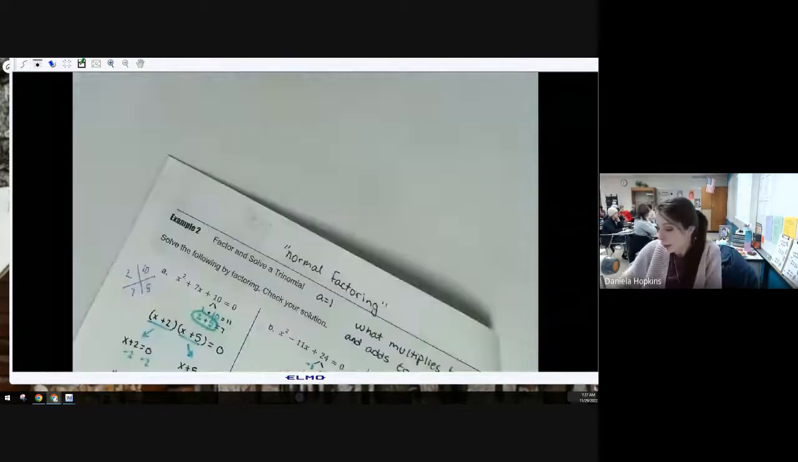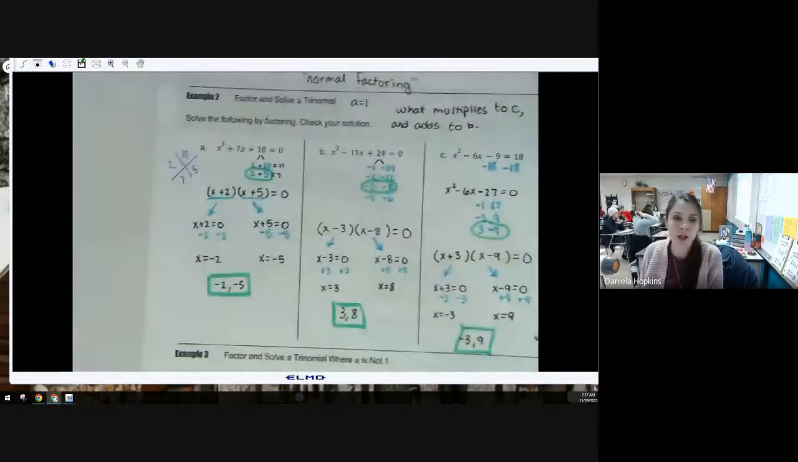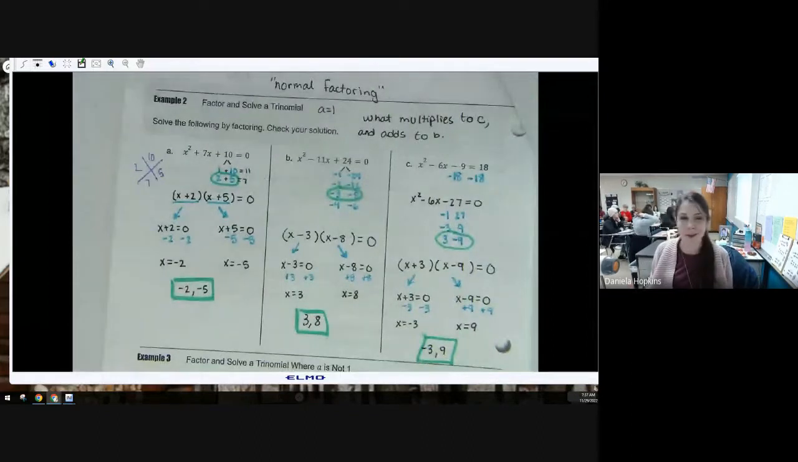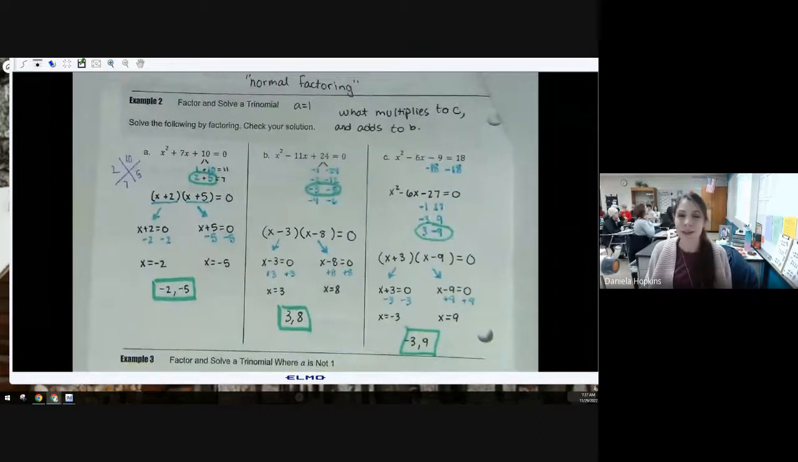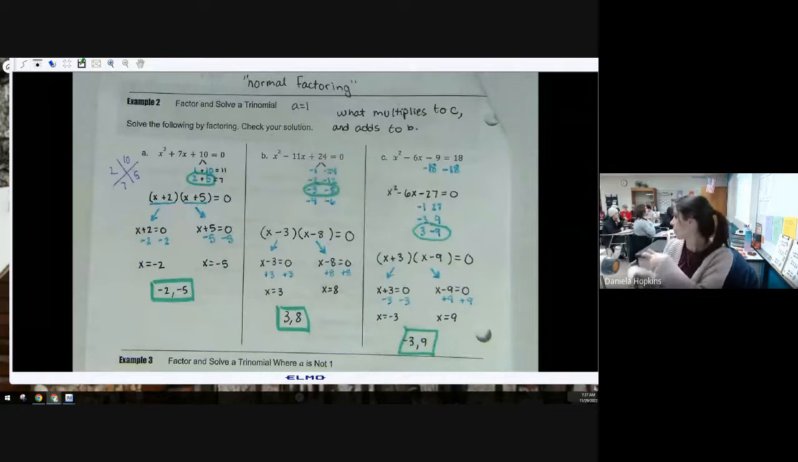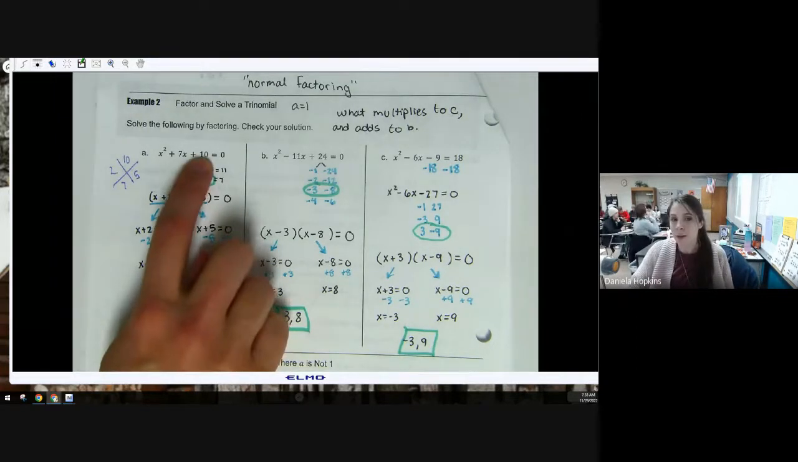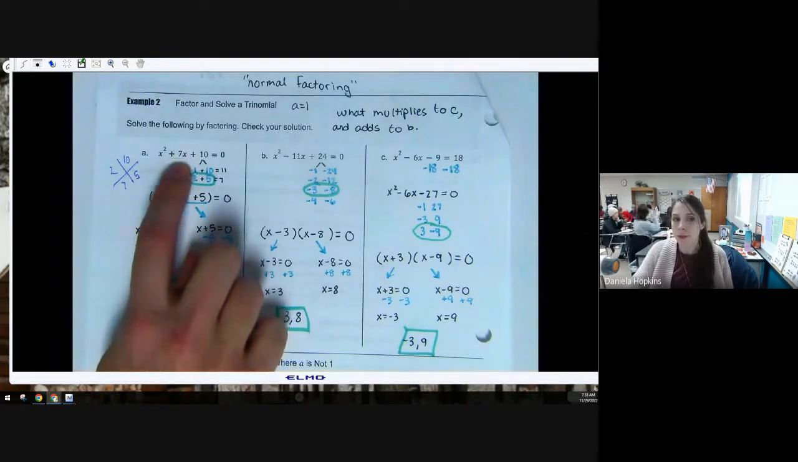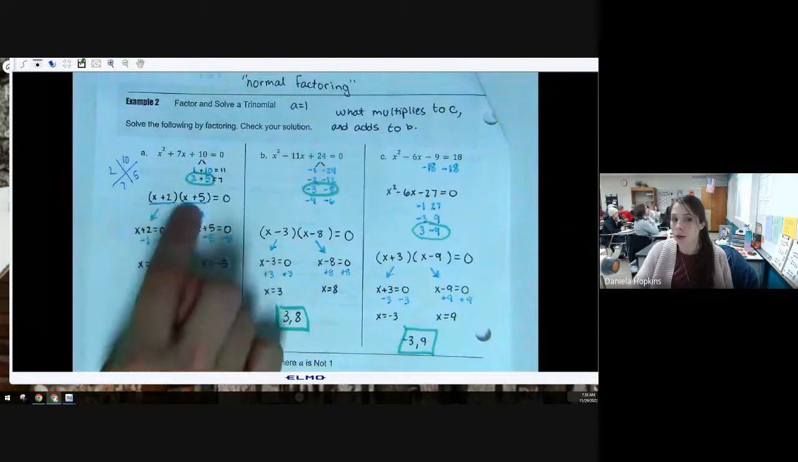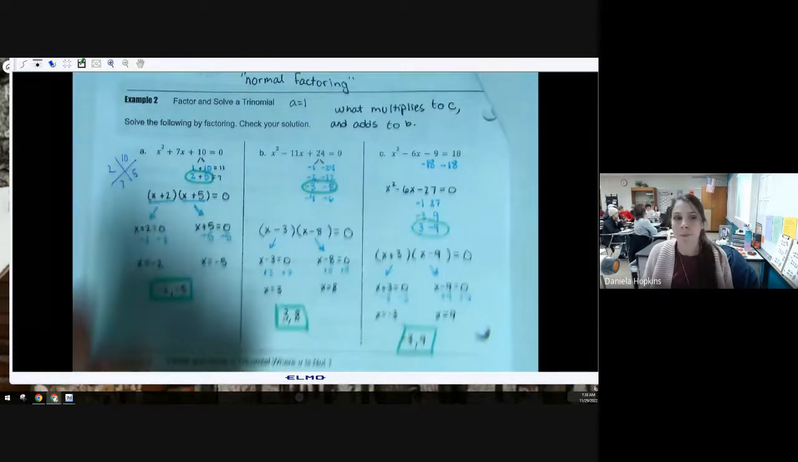Then we talk about what I, facetiously, call normal factoring because I don't know what else to call it. But this is like our easy factoring that the Blooket really focused on, where hopefully you can just look at it and you're like, yes, that's the one. It's where it multiplies to the last number and adds to the middle number. Once you find those factors, you can just write it and you use that zero product property.